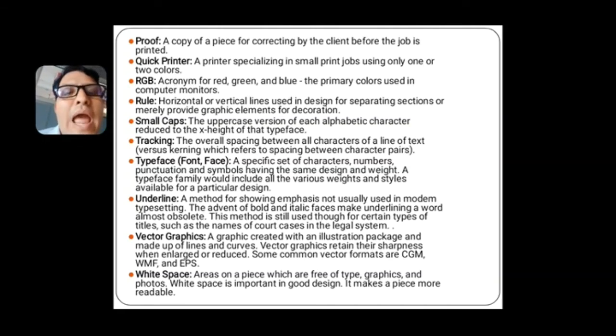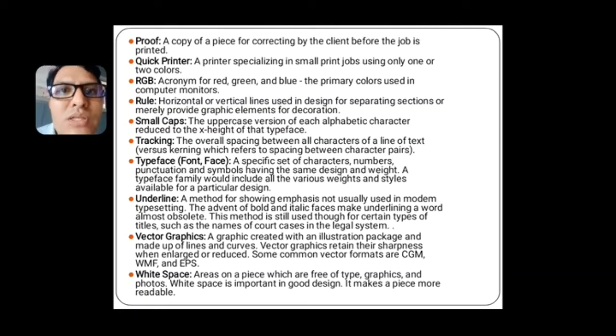Okay. And next one is quick printer, a printer specializing in small print jobs using only one or two colors. So if you are using a quick printer, it will print the job very quickly, but it is for easy jobs. It is not for large jobs, it is for easily printable jobs. But in a quick printer we are unable to use large printers, meaning we can get smaller information than what we are exactly printing in our flex.